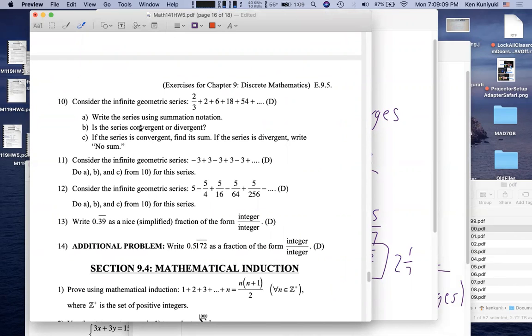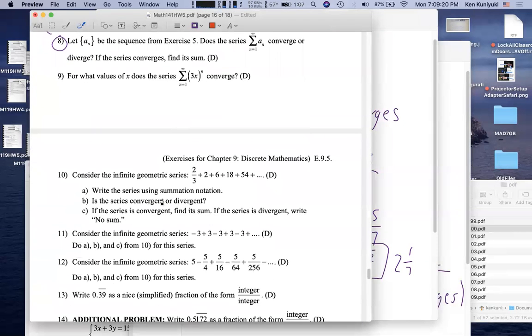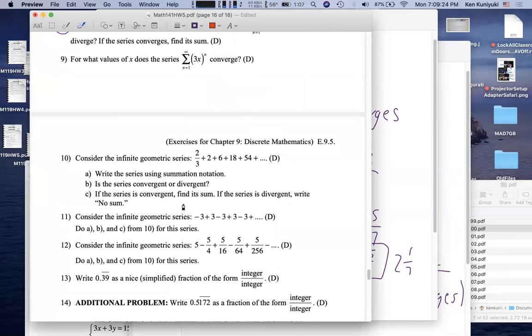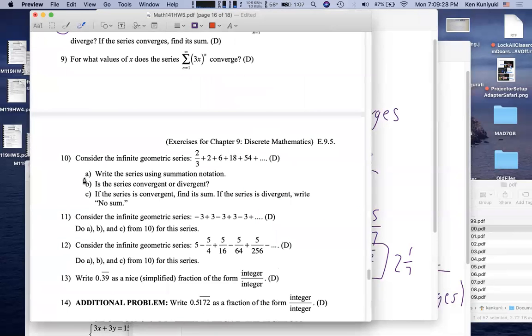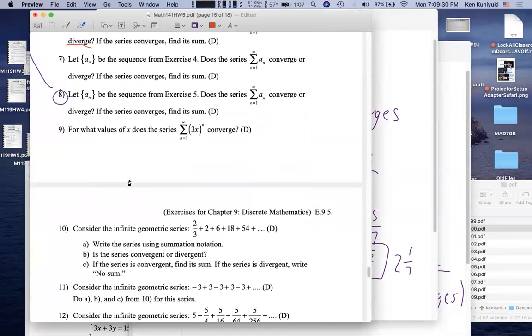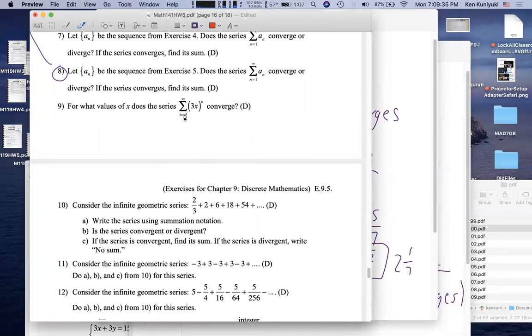And by the way, on the rest, so A, write the series using summation notation. So if you can get the general nth term and stick one of these guys in front, that's basically the idea. We just talked about conditions for convergence or divergence and find the sum. So basically, this discussion should help, except with A, just remember that you want to find a form for the general nth term and stick one of these guys in front.